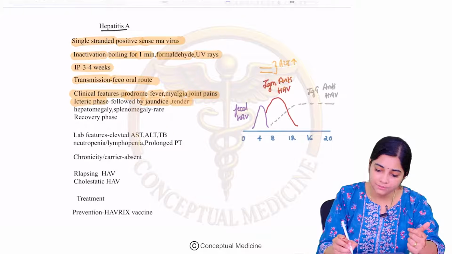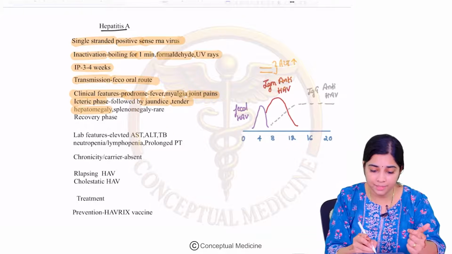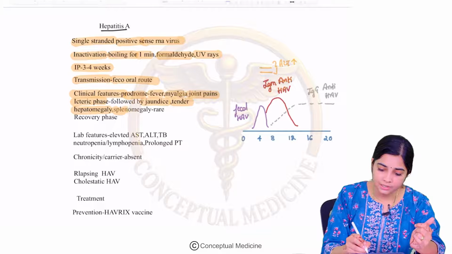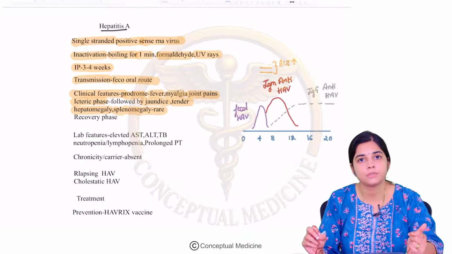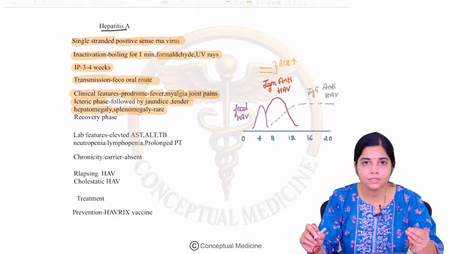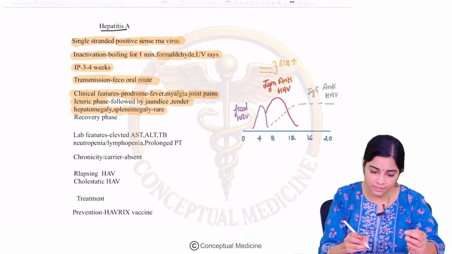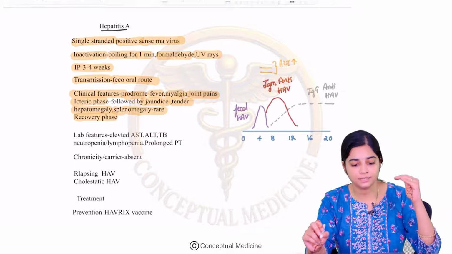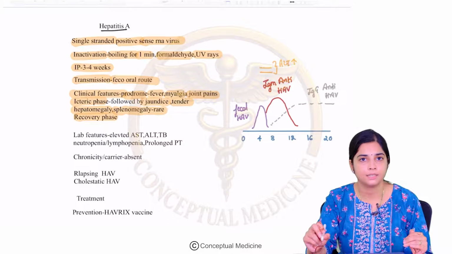Apart from that, you can have on examination tender hepatomegaly. Because of the active virus replication, there can be tender hepatomegaly. Splenomegaly is rare, but you can still have it. This phase again lasts for about a week or so, followed by which they enter the recovery phase. So we have the prodromal phase, then the icteric phase and the recovery phase.